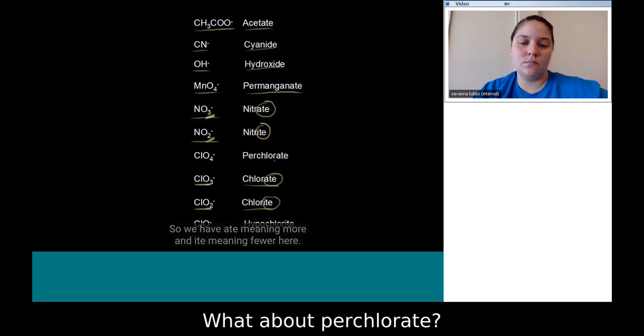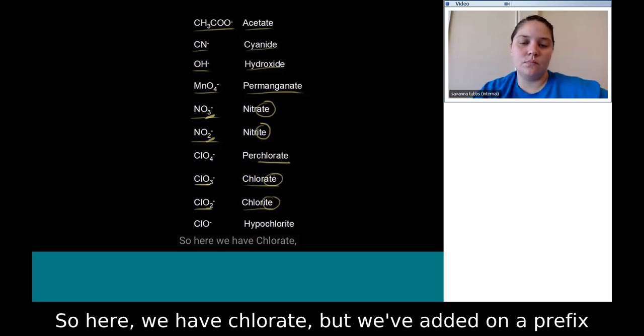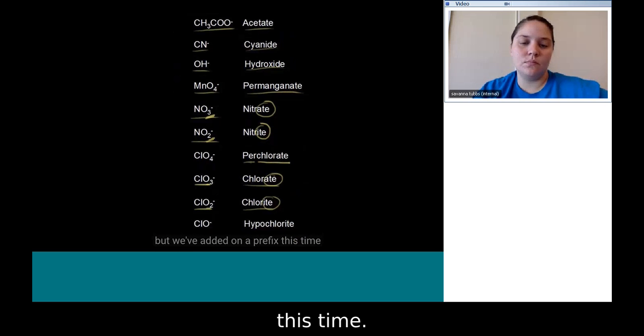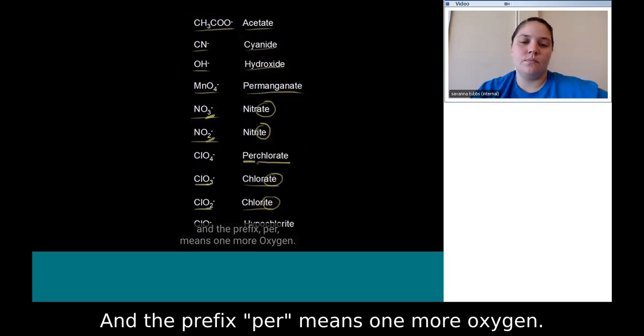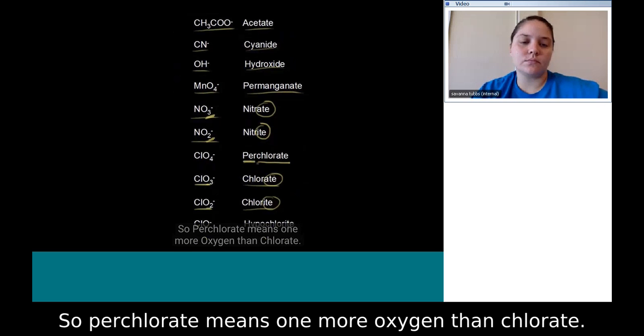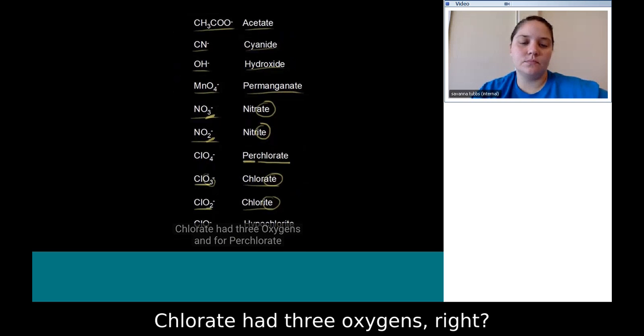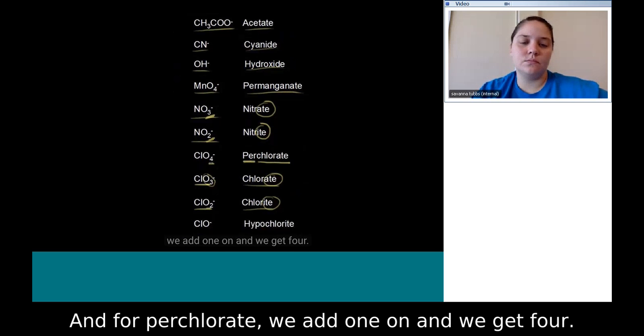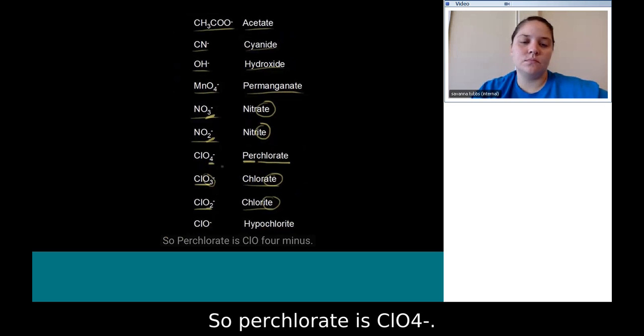What about perchlorate, right? So here we have chlorate, but we've added on a prefix this time, and the prefix per means 1 more oxygen. So perchlorate means 1 more oxygen than chlorate. Chlorate had 3 oxygens, right? And for perchlorate, we add 1 on and we get 4. So perchlorate is ClO4-.